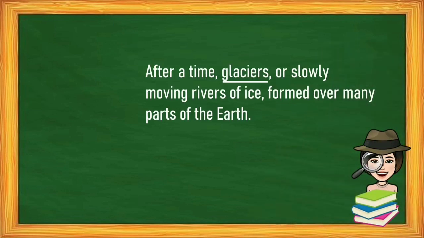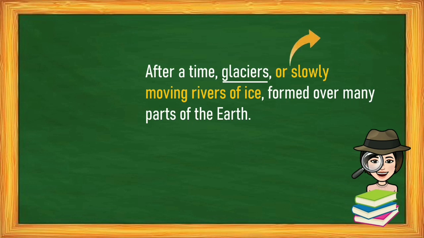Let us examine the sentence on the board. After a time, glaciers or slowly moving rivers of ice formed many parts of the earth. Let's say the underlined word glaciers is the unfamiliar word. Do you think there are words or phrases in the sentence that will help us understand the word glacier? That's right. The expression "slowly moving rivers of ice." Now, this expression could be our clue, or sometimes the clues are the meaning themselves.